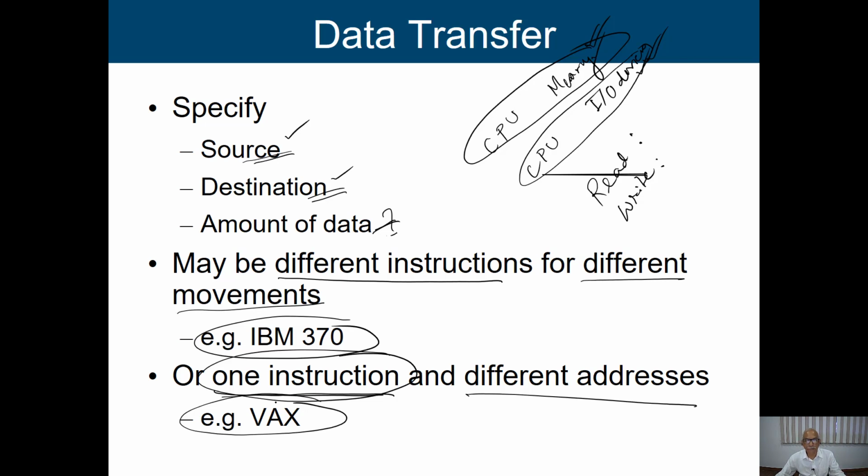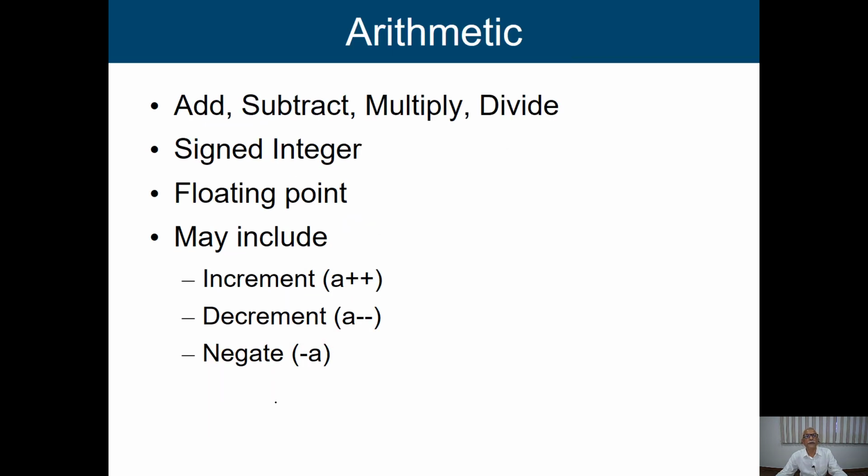Now when you design a new processor, you may freeze this particular decision, whether you are going to give different instructions or put a single instruction to deal with different devices, input output devices and memory. This is the way we have to look into it, and accordingly you have to design it. So this is the data transfer one.